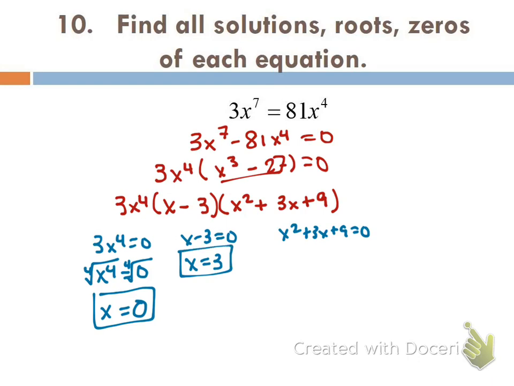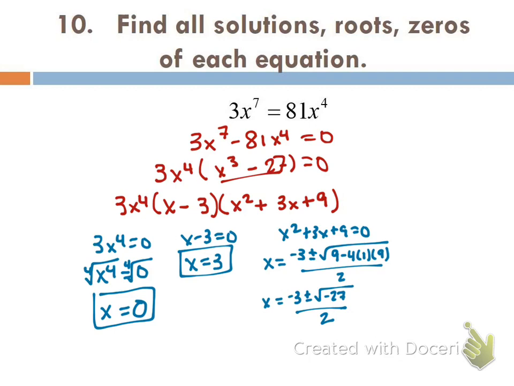And on the right, it doesn't factor any further. I can't use the square root method. I must use the quadratic formula. So we get negative 3 plus or minus the square root of 9 minus 4 times 1 times 9 all over 2 times 1. So negative 3 plus or minus the square root of negative 27 over 2, which simplifies into negative 3 plus or minus 3i radical 3 over 2.